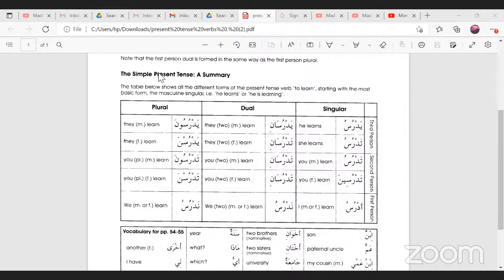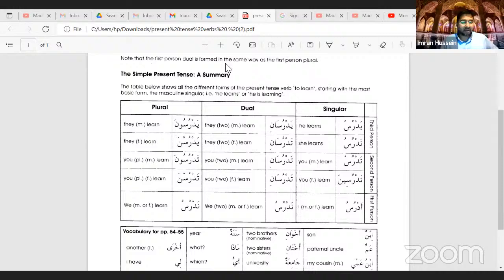She learns tadrusu and you learn tadrusu. Exactly. There are several verbs like that. So you tell from the context of the text itself whether it's referring to she or whether it's referring to you one female.